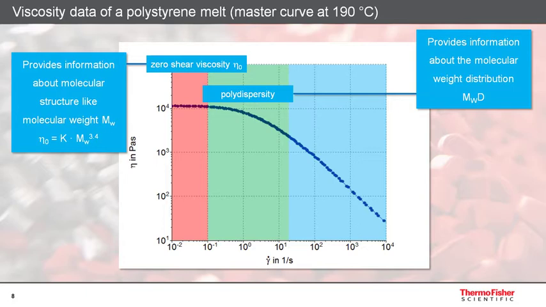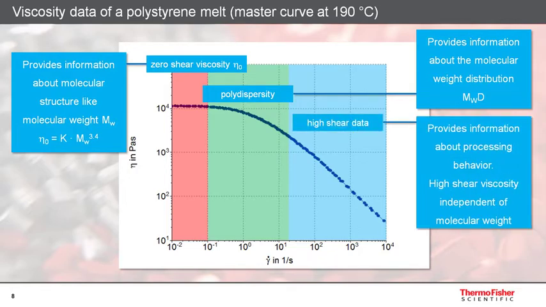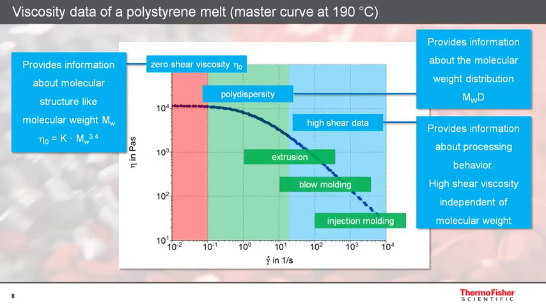At high shear rates, the viscosity is decreasing with a constant slope in a double logarithmic plot. In this range, the viscosity is independent of the molecular weight. The viscosity at high shear rates is of interest because in many processing techniques the material is exposed to such shear rates. Some examples are shown here.